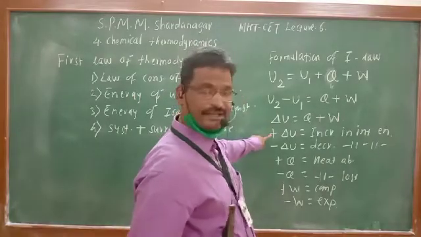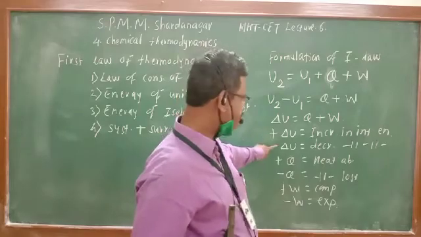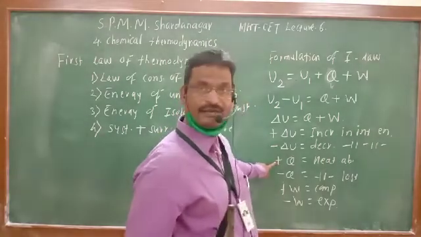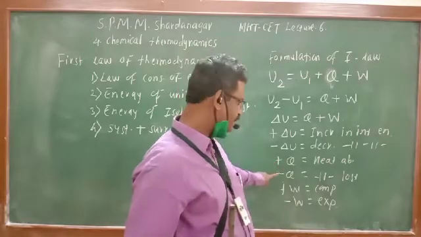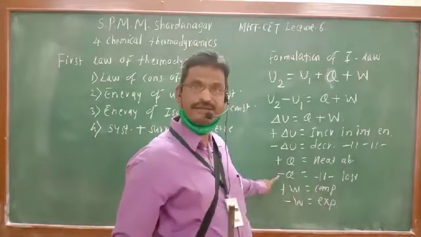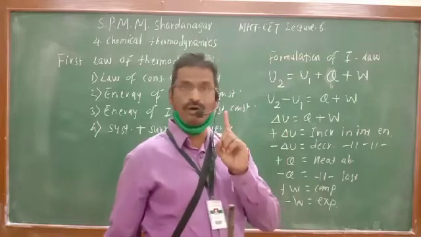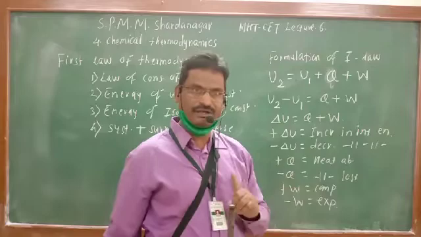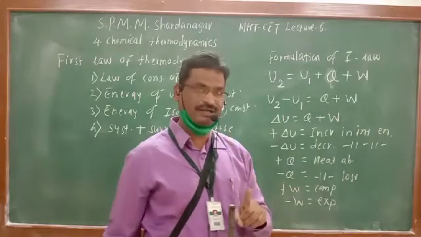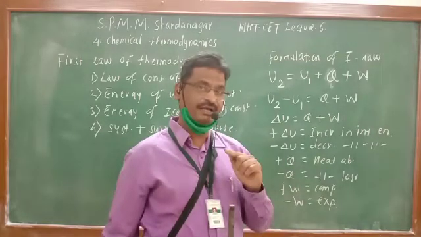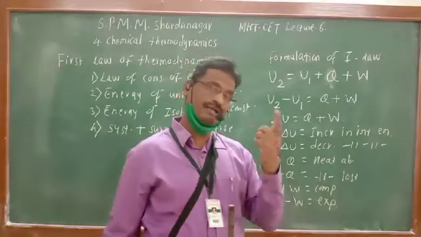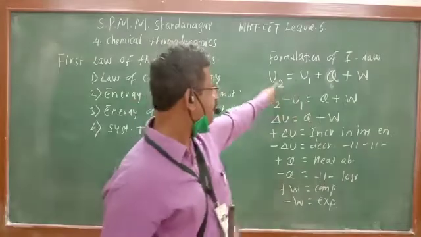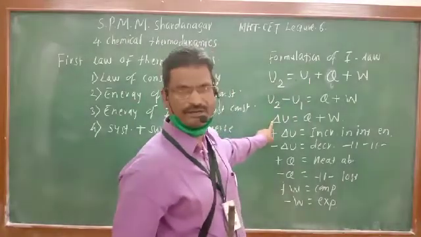Plus delta U, increase in internal energy; minus delta U, decrease in internal energy; plus Q, heat absorbed by the system; minus Q, heat lost by the system; plus W, work of compression, that is work done by the surrounding on the system; and minus W, work of expansion, that is the work done by the system on the surrounding. So that is the first law of thermodynamics and its mathematical form.